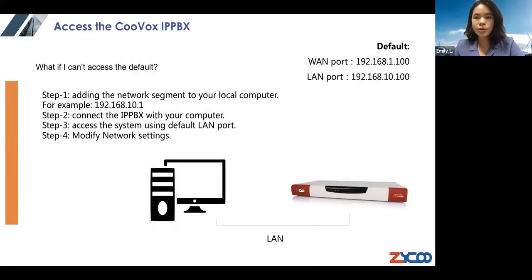So first of all, after you receive the hardware IP PBX, you need to access the PBX system, right? We have provided you a default port. One is the WAN port and one is the LAN port. In many cases, you won't be able to access the PBX using this default port directly.